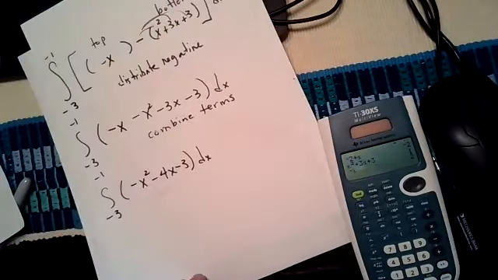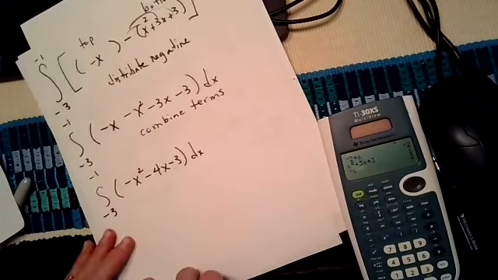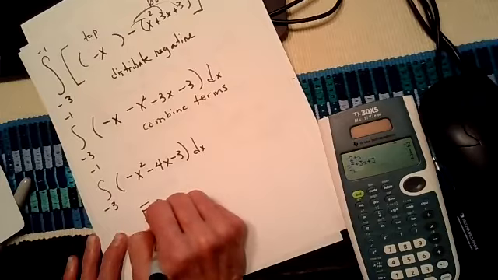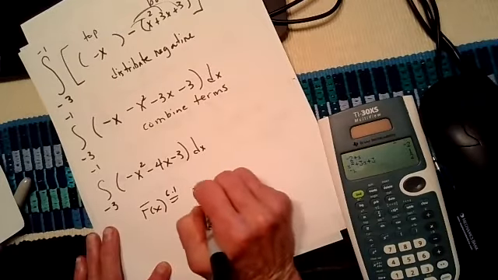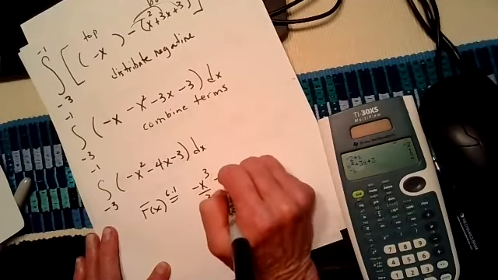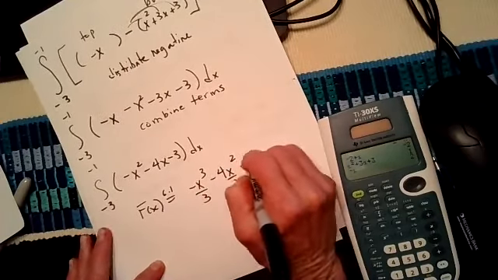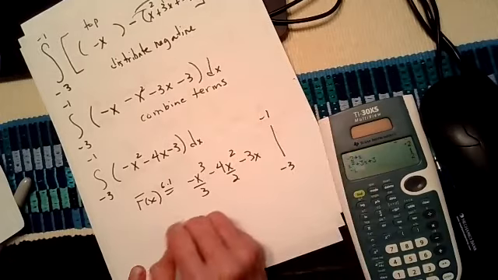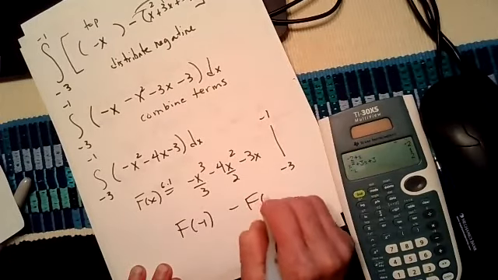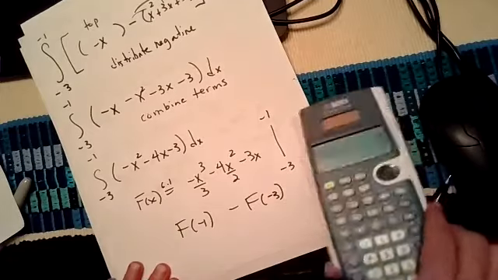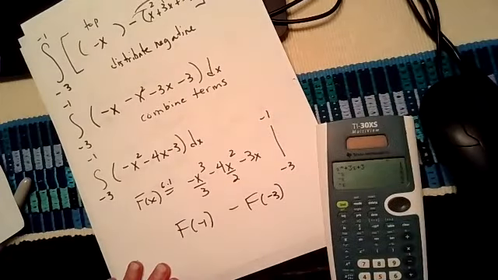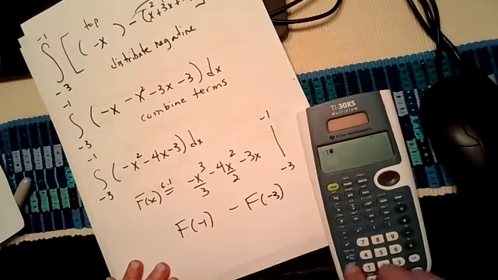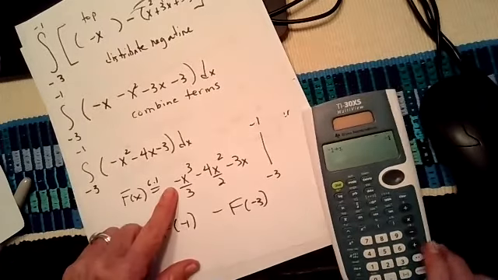Okay, so that was a lot of work to get where I am. So now I've just got to find the antiderivative by doing my 6.1 rules. So -x cubed over 3 minus 4x squared over 2 minus 3x, and I'm going to go from -3 to -1. So it's the top -1 minus the bottom -3. Okay, so -1, store for x and enter. And then I'm going to type in my antiderivative.